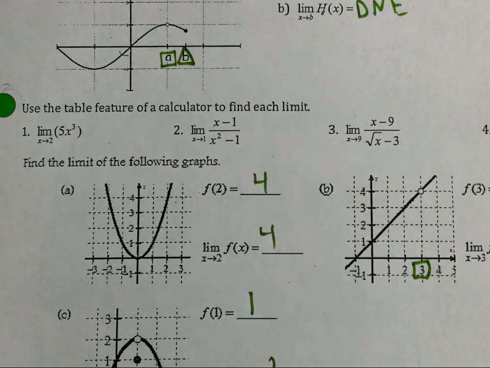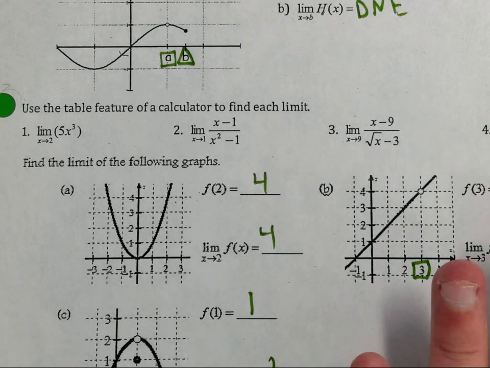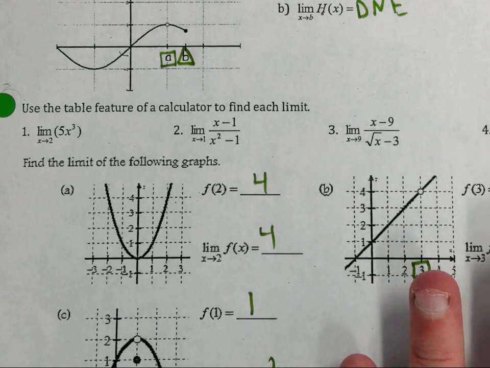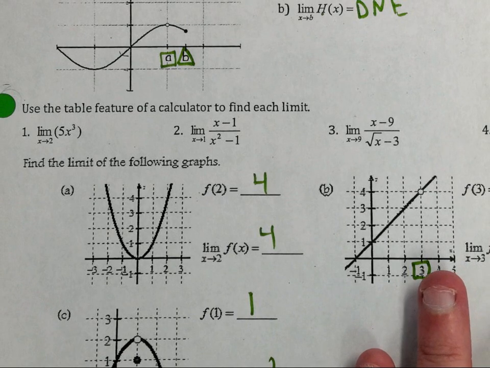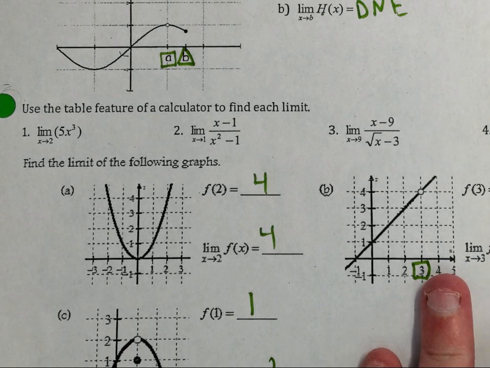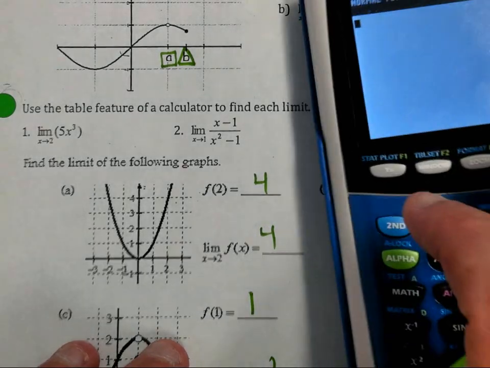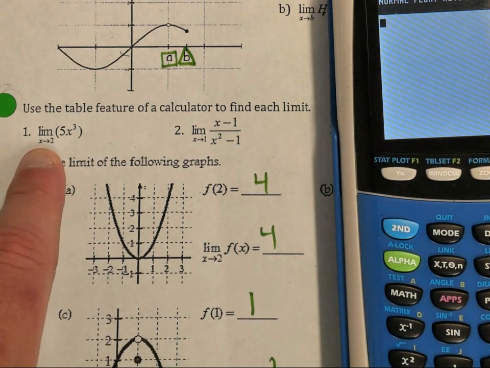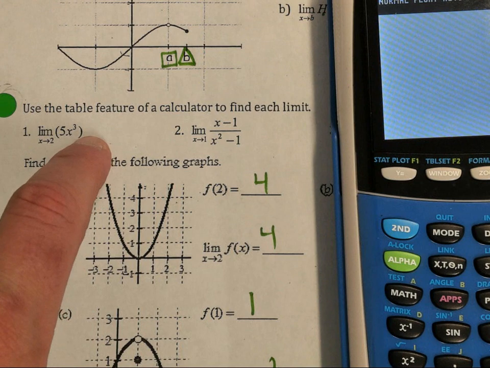Now let's look at tables. I'm going to teach you how, because when you get to calculus, sometimes you have to use the table function of your calculator. So everybody needs a graphing calculator today. If you don't have one, you'll be sharing one with your friend for the moment.